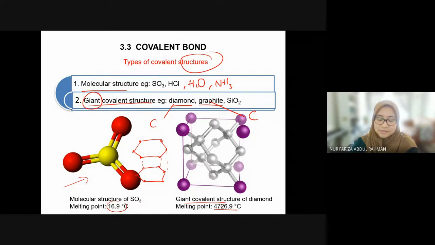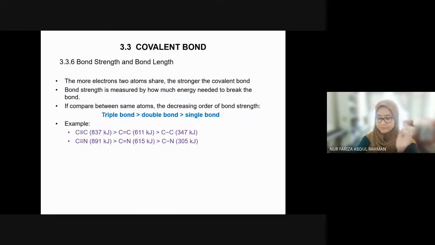Diamond is one of the hardest compounds in the world, and it is used to cut something else. It is used to cut into smaller parts. Diamond. Right.